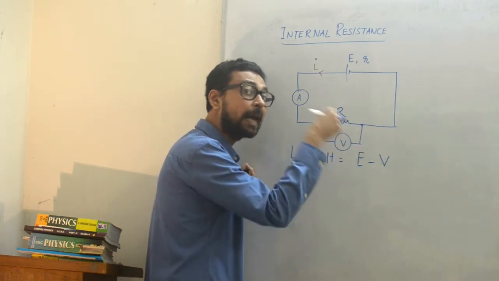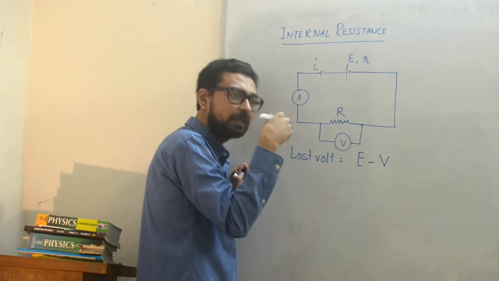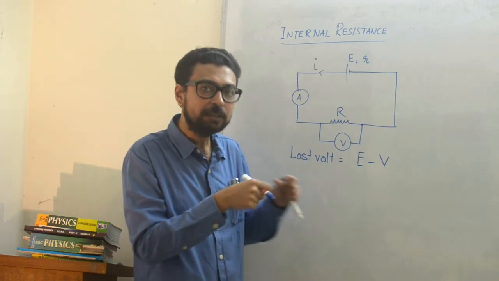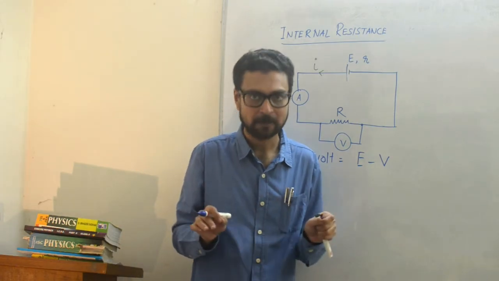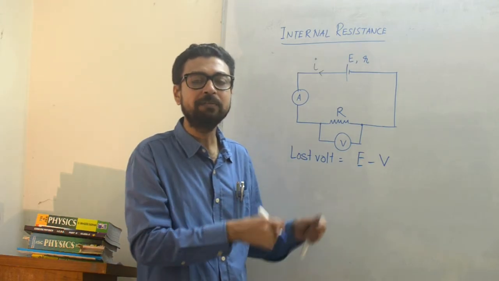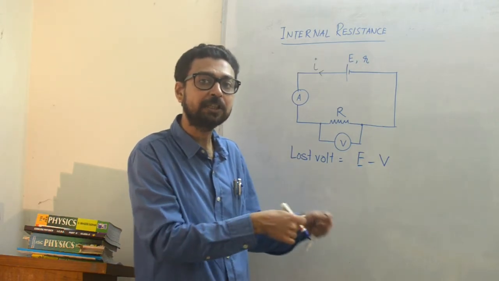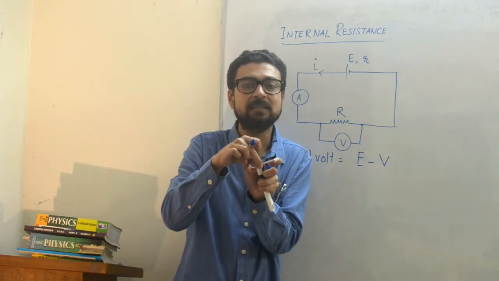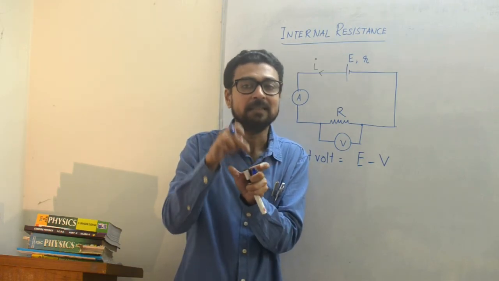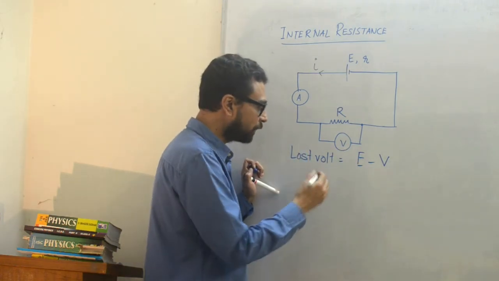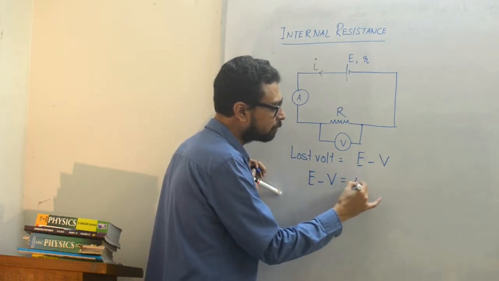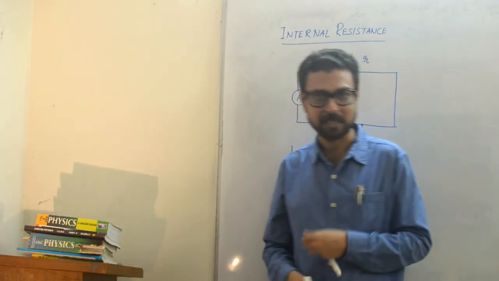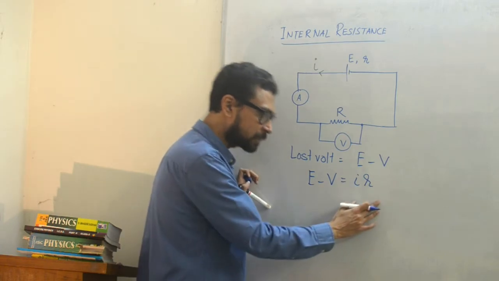Since there is a loss and we cannot actually account for it, we thought that within the cell or within the battery itself there is a resistance which is consuming this amount of potential which is lost. And after this loss only we are getting the current or the potential within the circuit. So within the cell, this internal resistance is causing this loss to occur. So we can say that E minus V is small i into small r, where r is termed the internal resistance. Now we have an expression.